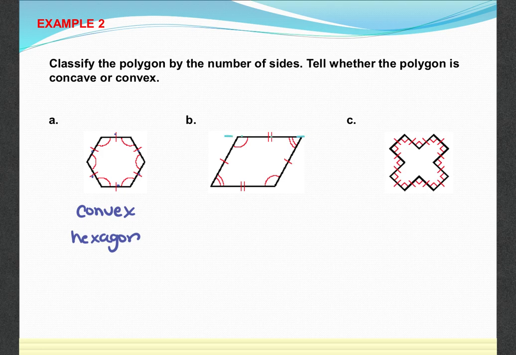B, same thing, extend in all directions, and it wouldn't cross into the interior. So this is convex. And 1, 2, 3, 4 means it's a quadrilateral. And last up, C, this time it is concave. If I were to extend any of these, they're going to cross into the middle. It has 1, 2, 3, 4, 5, 6, 7, 8, 9, 10, 11, 12 sides. So dodecagon.